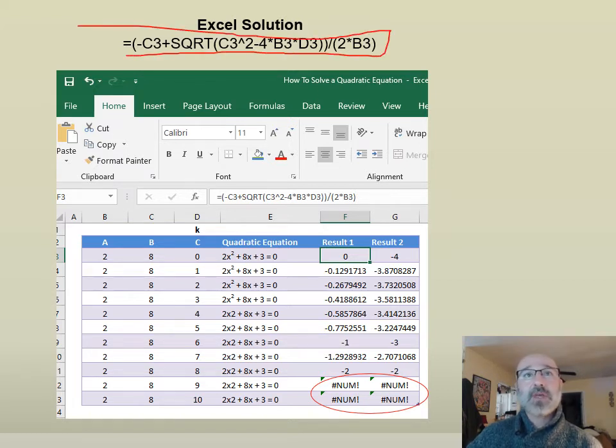So I have this solution here where I can say some cell C3, so I can look over here. There's my cell C, which is my B. So negative B plus or minus. So I'll have two sets of this equation, a plus equation and a minus equation here, which I'm going to call result 1 and result 2 down here in my table.